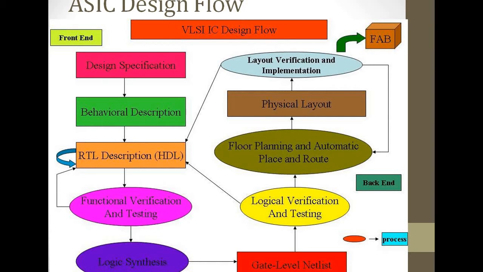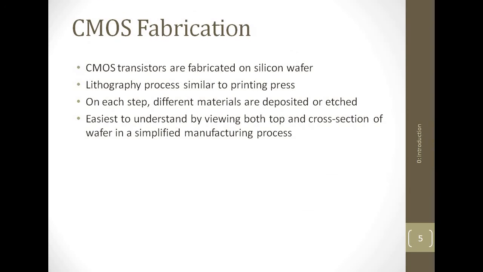So in short, the VLSI IC design flow consists of front end and back end process. Front end is just writing the HDL code. That HDL code has to be simulated and synthesized, and in the back end the netlist has to be verified, then placing and routing, layout preparation and layout verification, and then giving it to the fabrication or fabs.